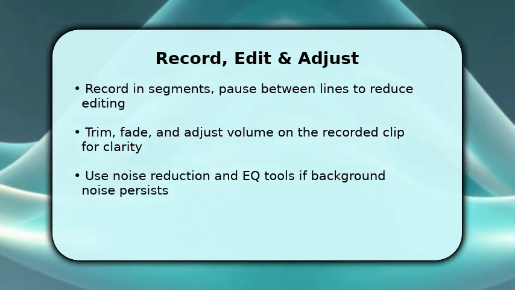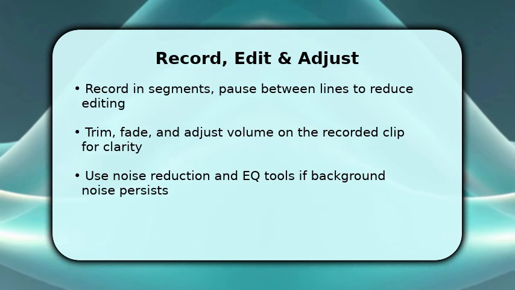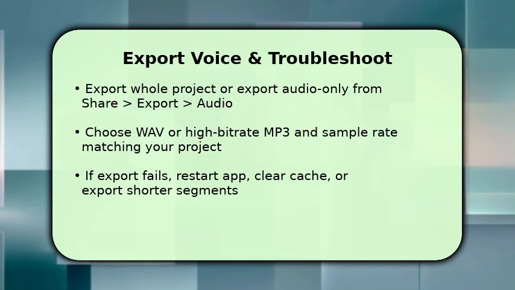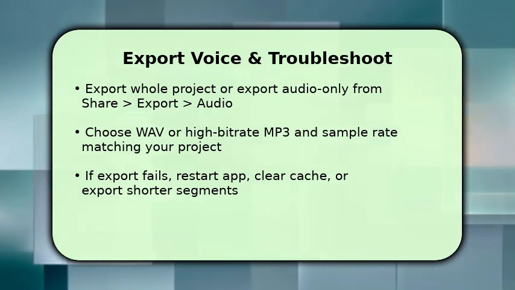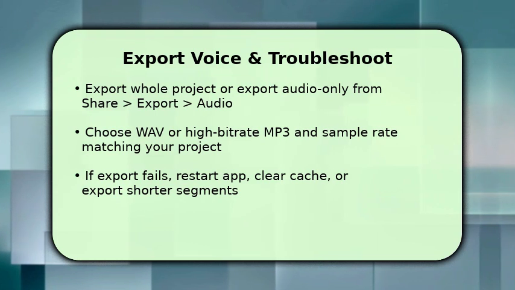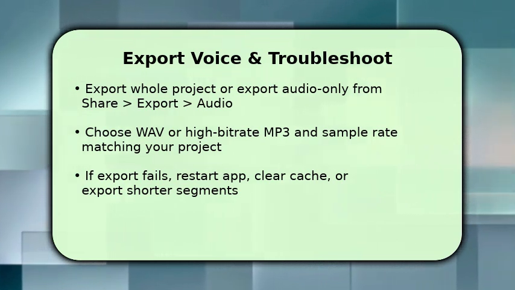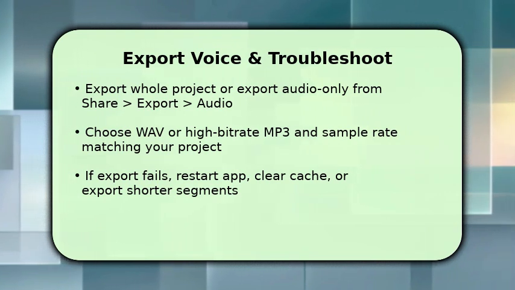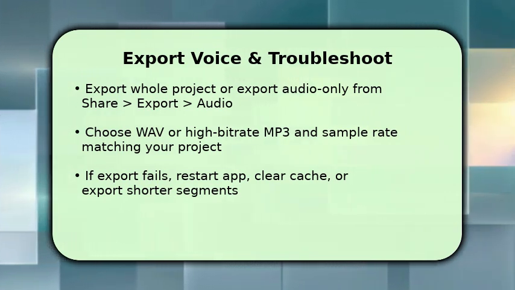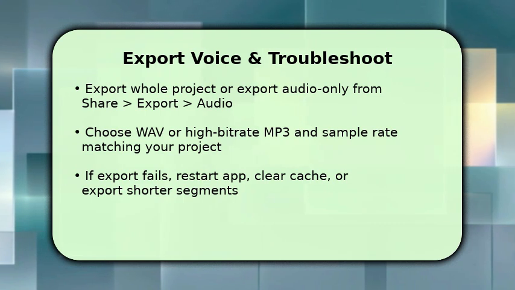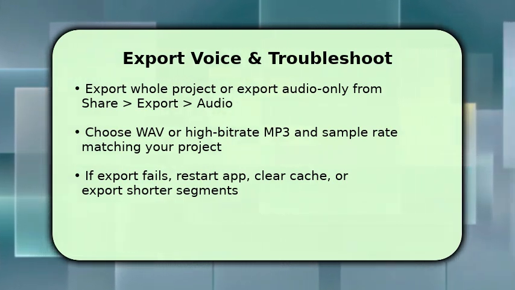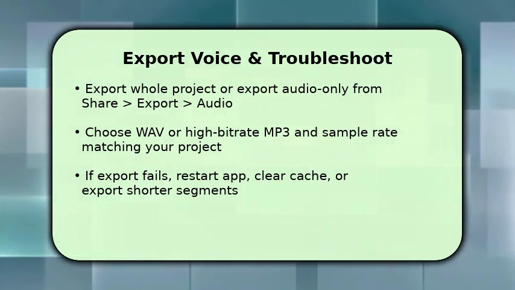To export the voice, go to Share and choose Export Audio Only if you want a separate file, or export the whole project to include the track. Select WAV for highest quality or a high bitrate MP3 and match the sample rate to your project to avoid sync issues. If export stalls or the audio is missing, try closing CapCut and reopening, clear the app cache, or export in smaller segments and stitch them together. That usually bypasses.